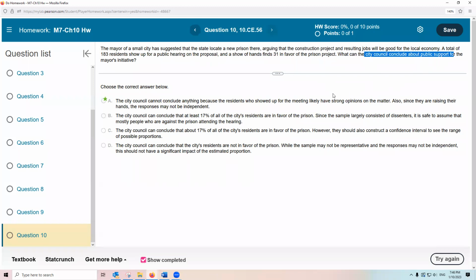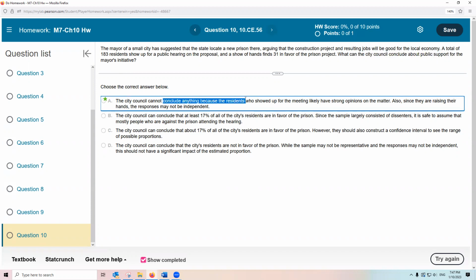Well, you have to be careful with this kind of sample, because it could be that the people that showed up for this meeting had strong opinions on the matter, and other people in the community didn't show up. So I really can't come to any conclusion, because the people that showed up for the meeting were the people that had strong opinions. And maybe they had a strong opinion against the prison.